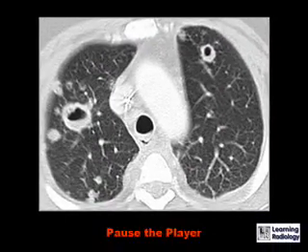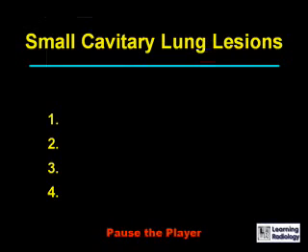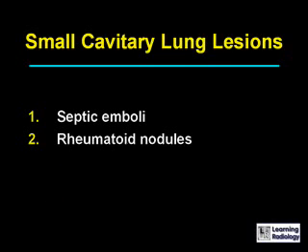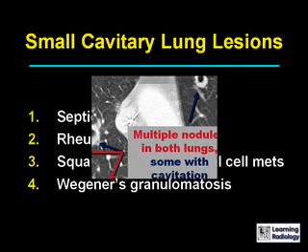This is the next differential. Pause the player. The differential is small cavitary lung lesions. There are 4 main causes. Pause the player. The 4 main causes of small cavitary lung lesions are septic emboli, rheumatoid nodules, squamous or transitional cell metastases, and Wegener's granulomatosis.